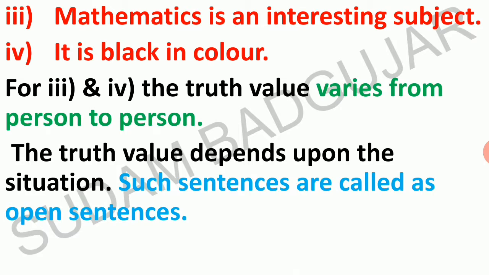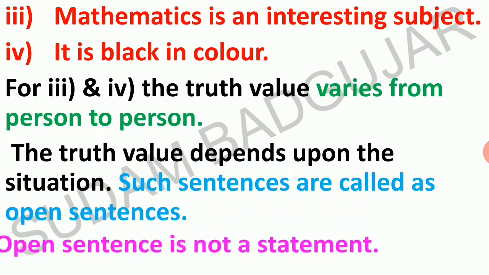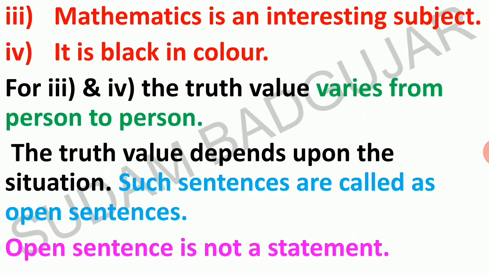Suppose this statement is related to the board. Suppose that the board is black in color, then it is true. And about chalk, then it is false. So the truth value depends upon the situation. Such sentences are called open sentences, and an open sentence is not a statement.